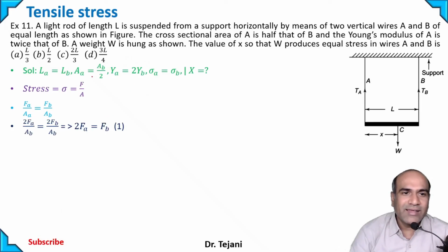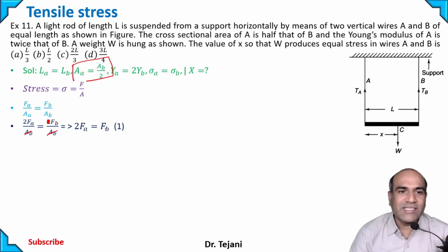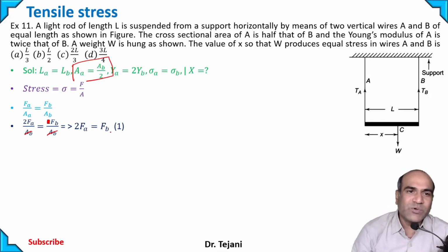AA is equal to AB by 2. Just put AA, AB by 2. The 2 should move to the opposite side. Can we cancel this AB, AB? Right. So what does it become? Here, 2FA is equal to FB. Let's call this equation number 1.